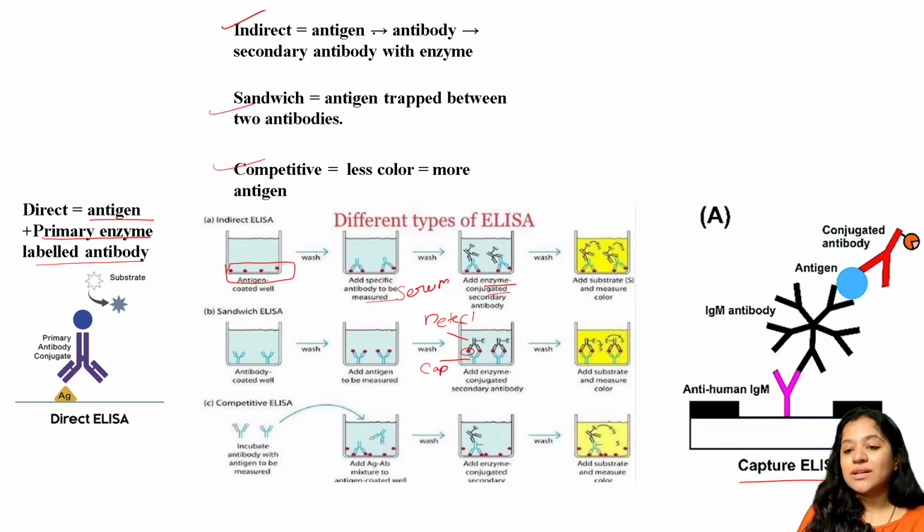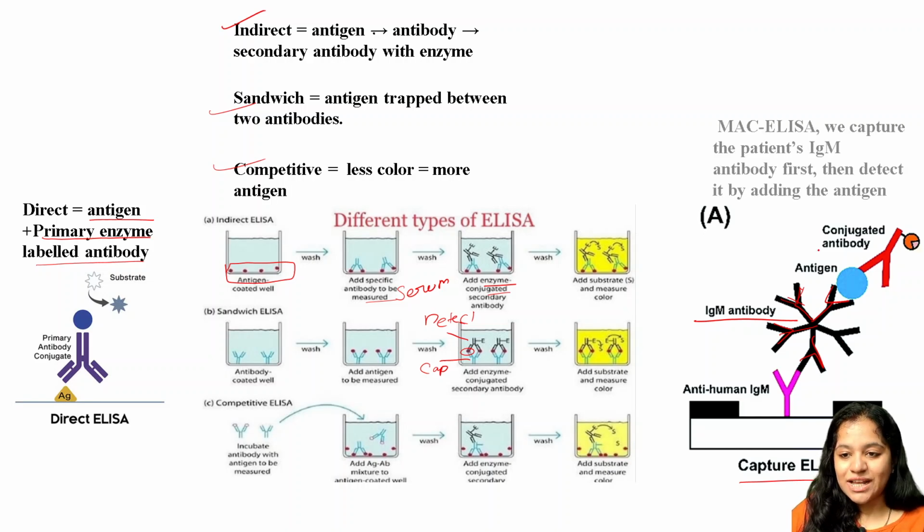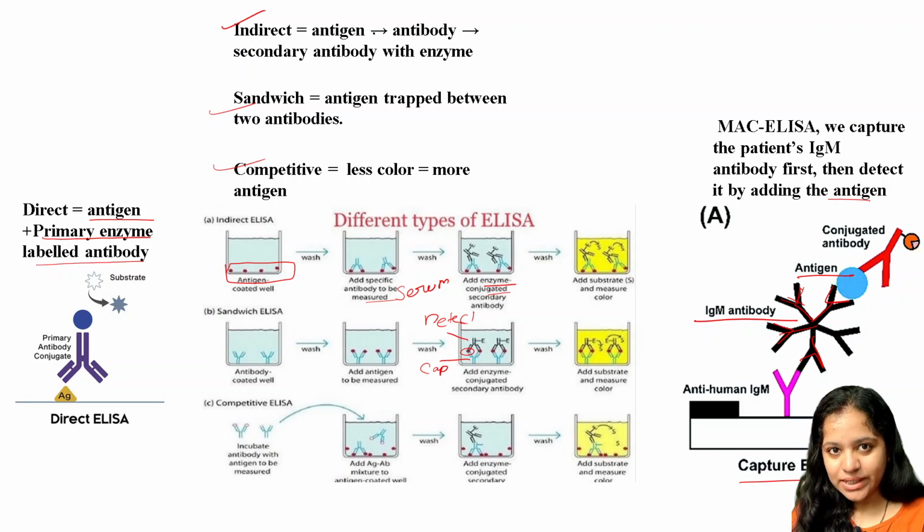In capture ELISA, I was trying to find IgM antibody in the patient's serum sample. Now don't get confused by this. Why is this so huge? Because IgM is pentameric in nature. That's why it is five. It has 5 antibody molecules attached. Clear? So what was happening here? We capture the patient's IgM antibody first on your anti-human IgM and then detect by adding a recombinant antigen followed by an enzyme labeled antibody. Okay, clear? These are your types of ELISA.